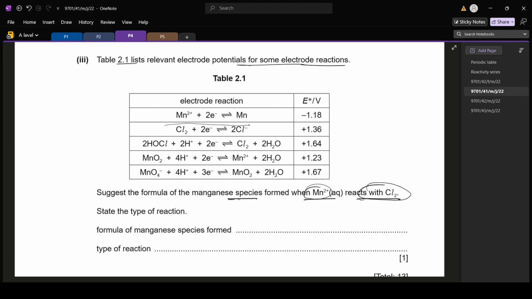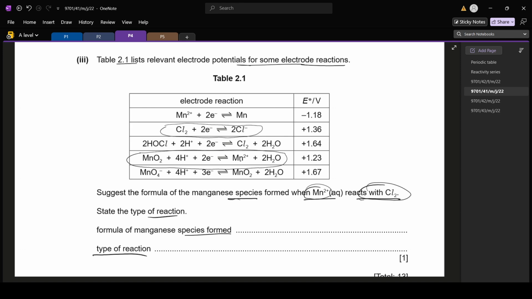So this is chlorine, and manganese 2 plus is reacting. If you see here, the type of reaction, formula of manganese species formed, and type of reaction. So which manganese species will react? Mn2 plus is reacting, so this equation has Mn2 plus.